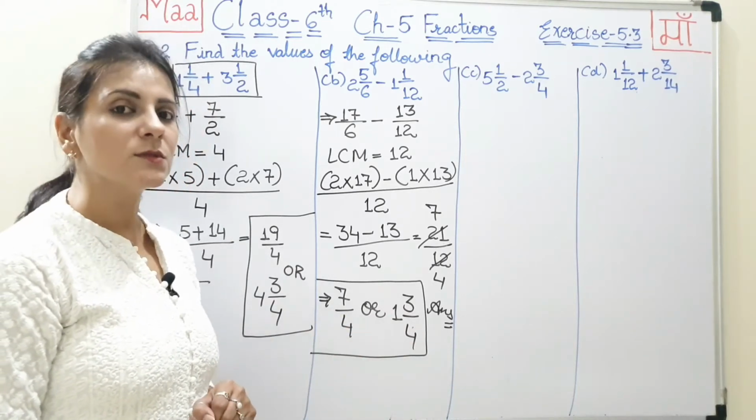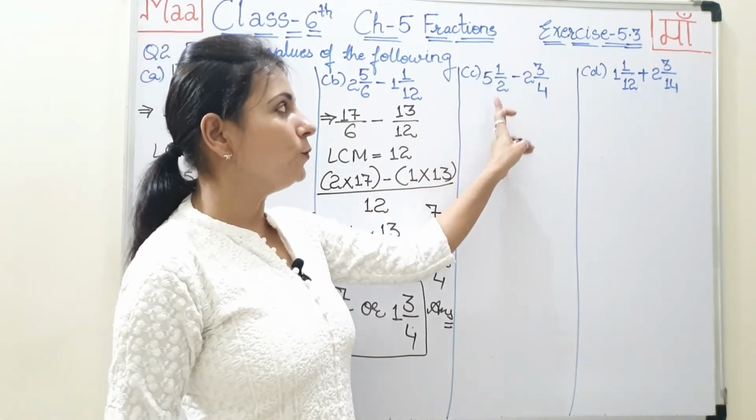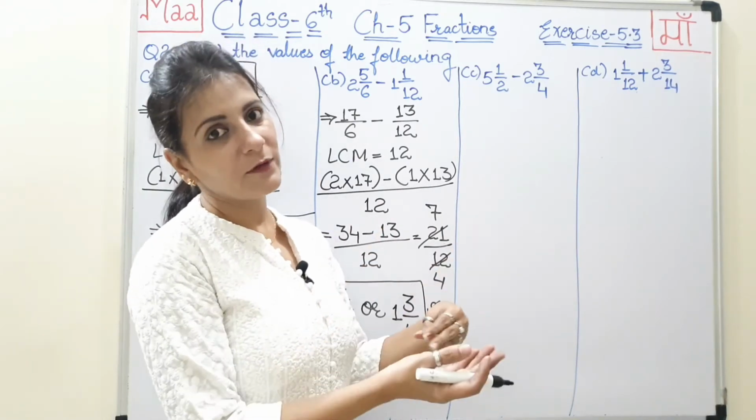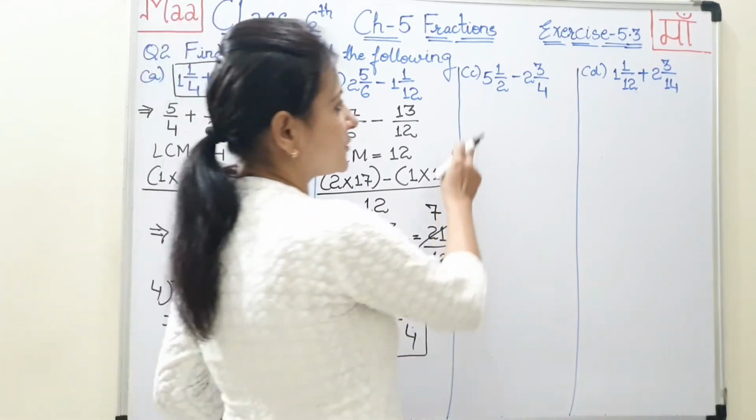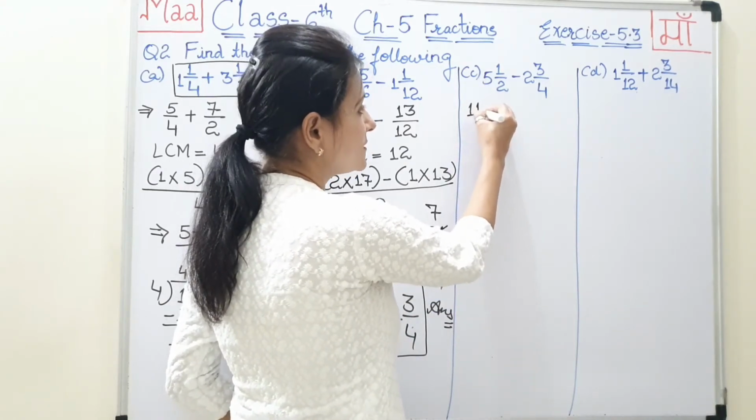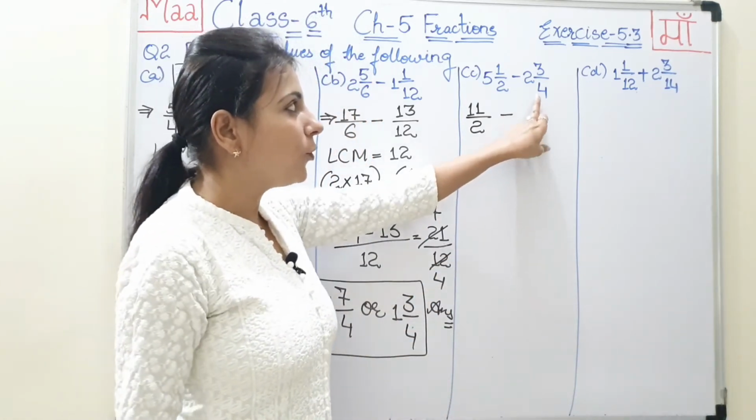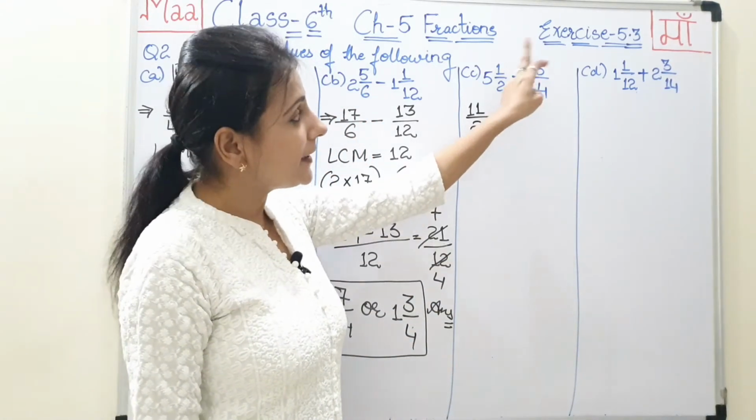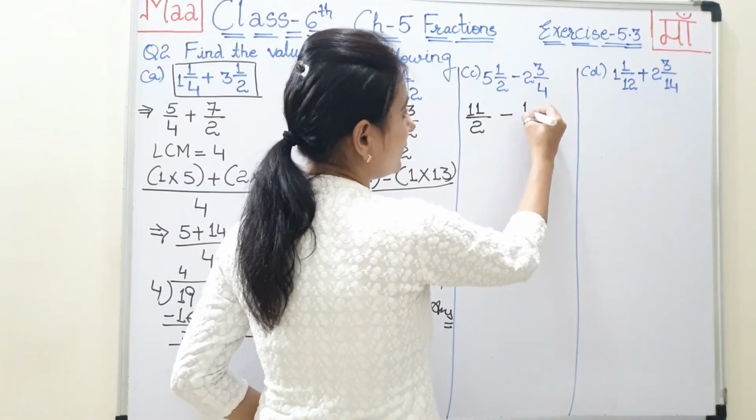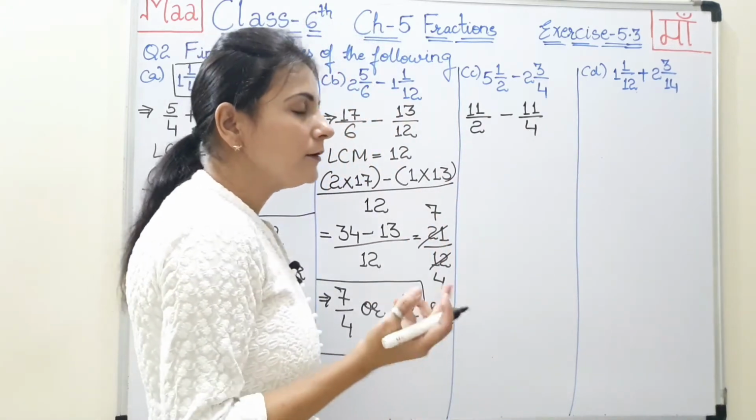So like this you can solve it. Let us now move on to part C. It is 5:1/2 minus 2:3/4. Again the mixed fraction is given, so we will convert it into improper fraction. So multiply it. 2 5s are 10 plus 1 is 11. So first fraction is 11/2, in between minus sign. Now 4 into 2 is equals to 8 and 8 plus 3 is equals to again 11/4. So 11/2 minus 11/4.